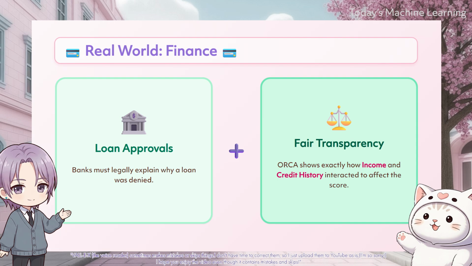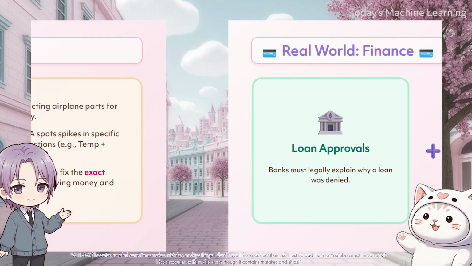It might see a strong high-order interaction index between your income and your credit history length. This means they can clearly tell you, we denied the loan not just because of your income alone, but because of how your income relates to your short credit history. It makes the AI completely transparent and fair for regular people like you and me.